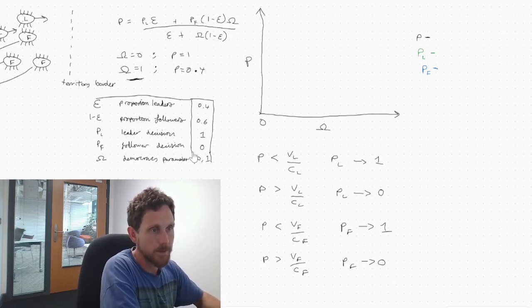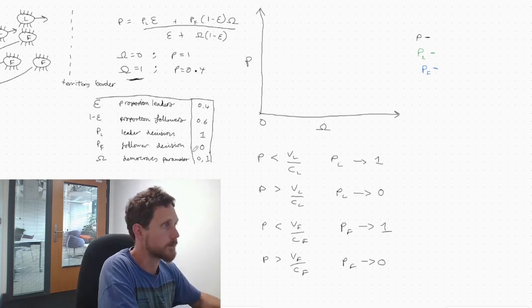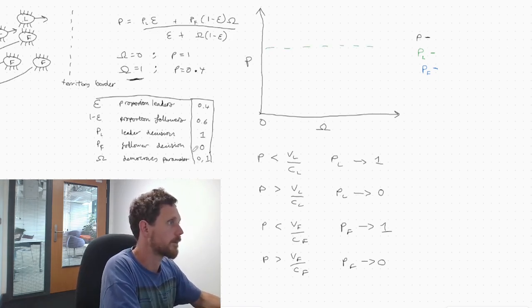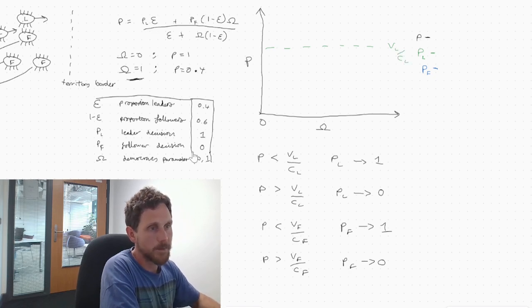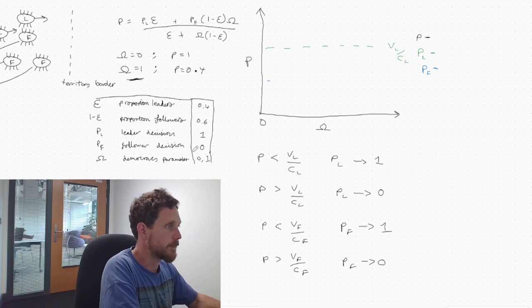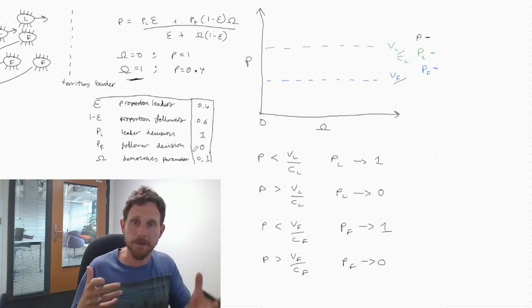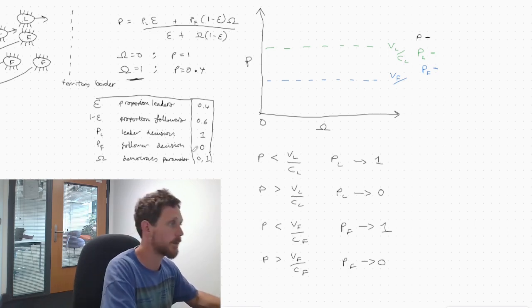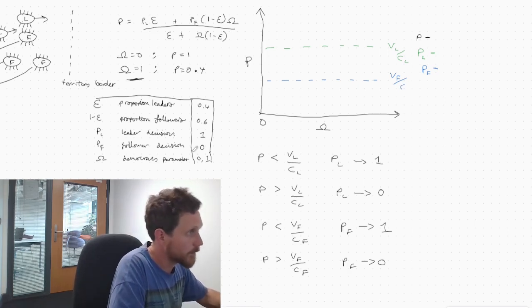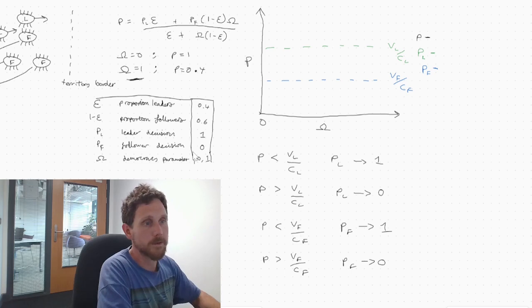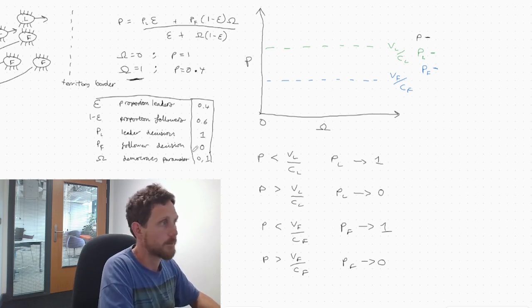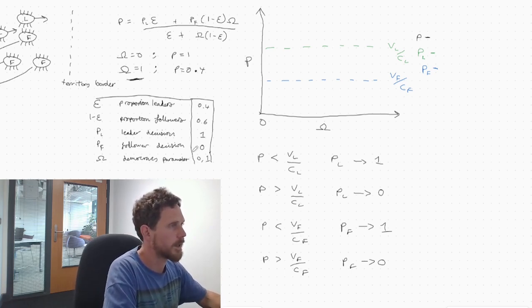I'm going to now plot as horizontal lines. I'm going to put VL over CL here, and I'm going to put VF over CF below this. This is following the assumption that the leaders are advantaged in some way, so they're getting more of the benefits and paying less of the costs from conflict. This assumption can be relaxed later, but we'll stick with it for the first version.